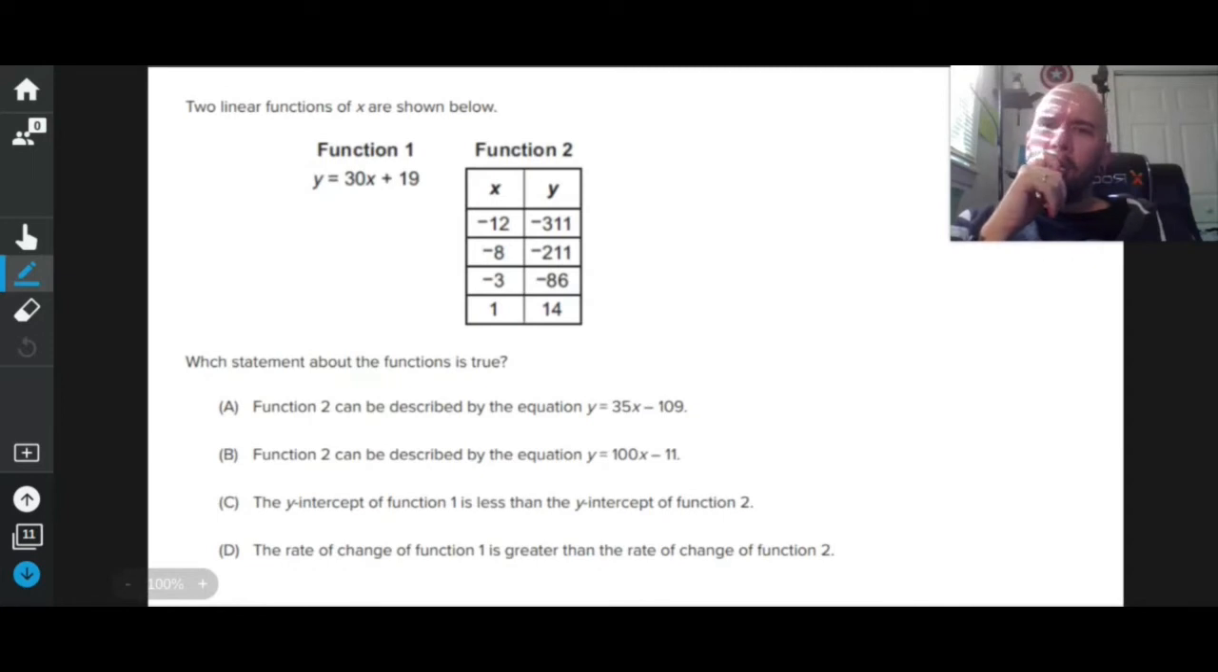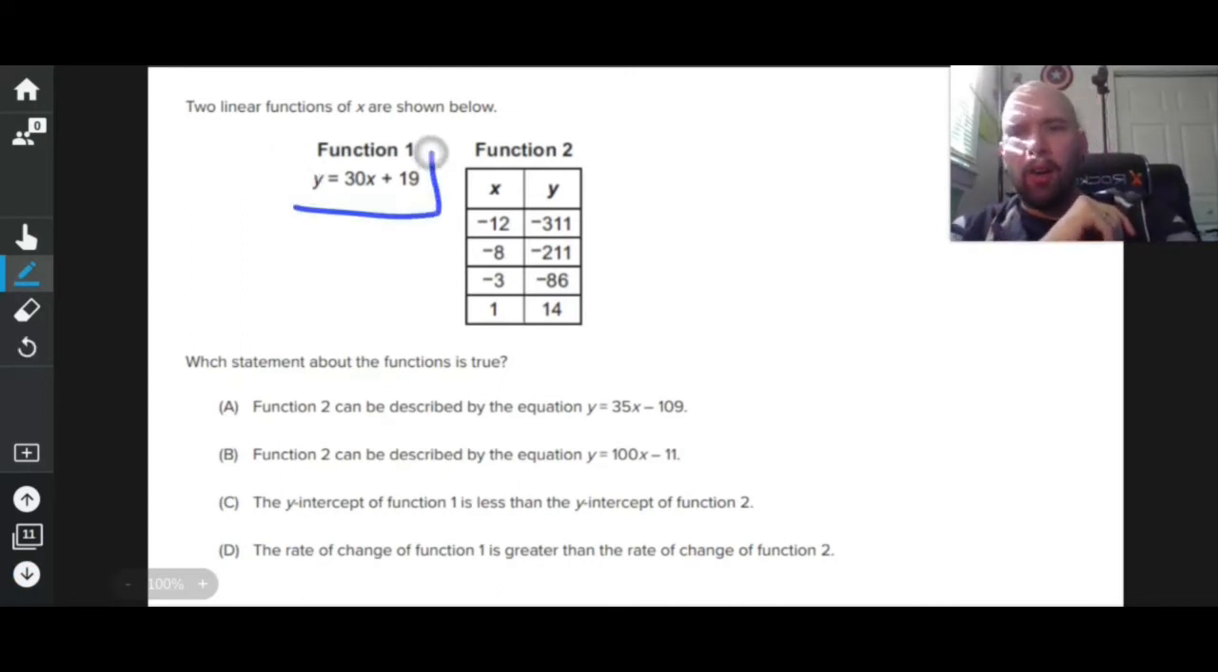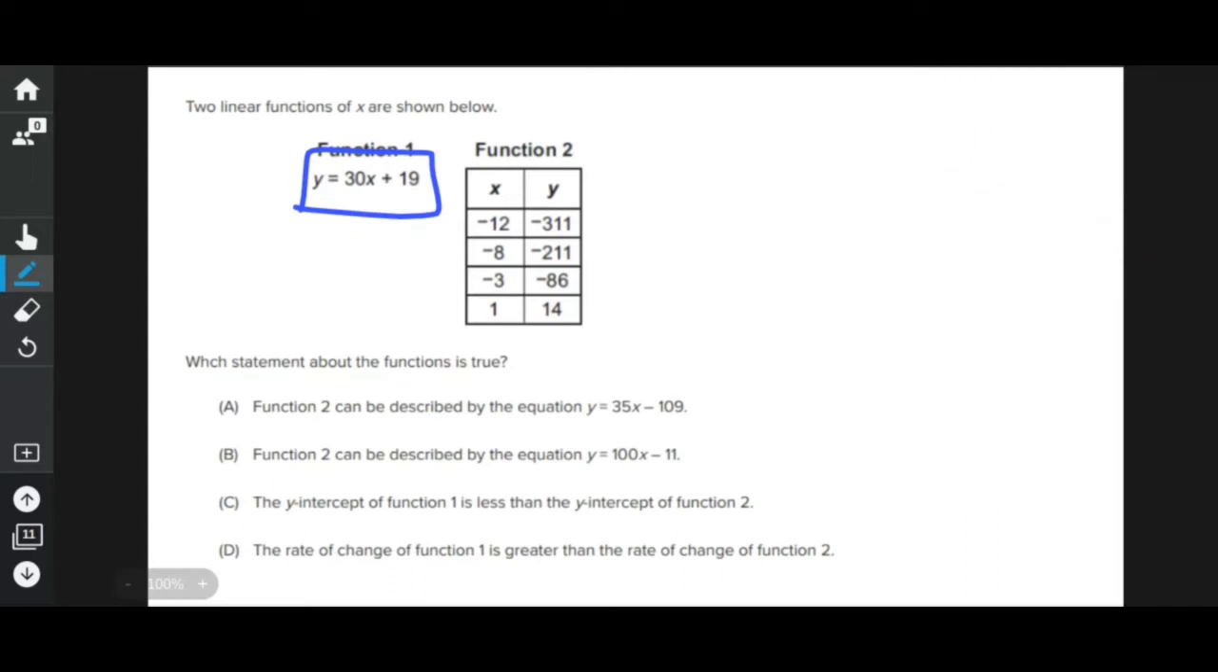Two linear functions of x are shown below. Function 1 is that one. Function 2 is a chart. So what I'm going to do is use that website that I told you about, because these numbers are ridiculous.